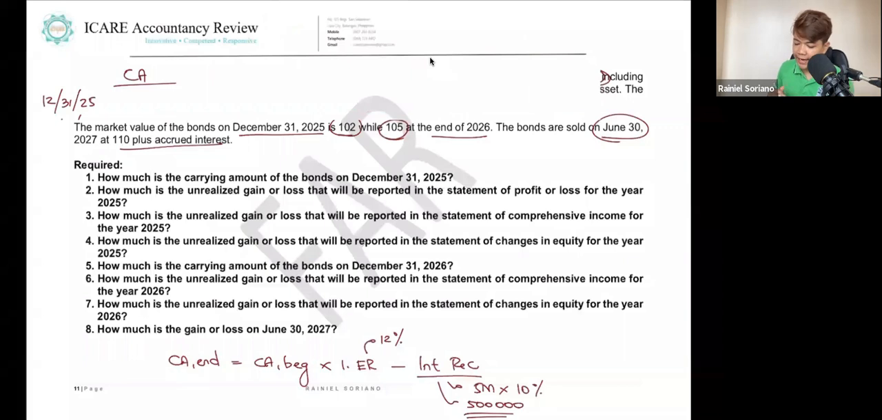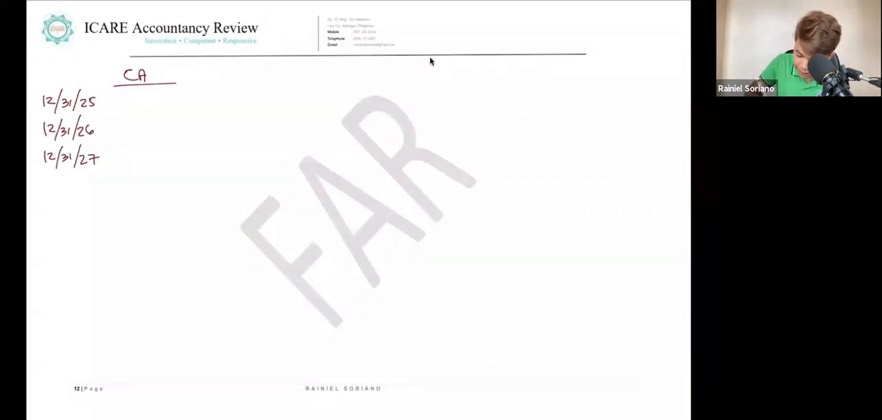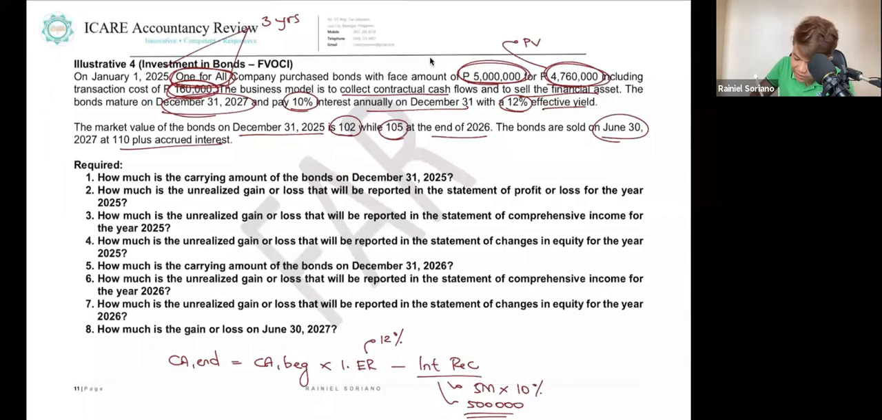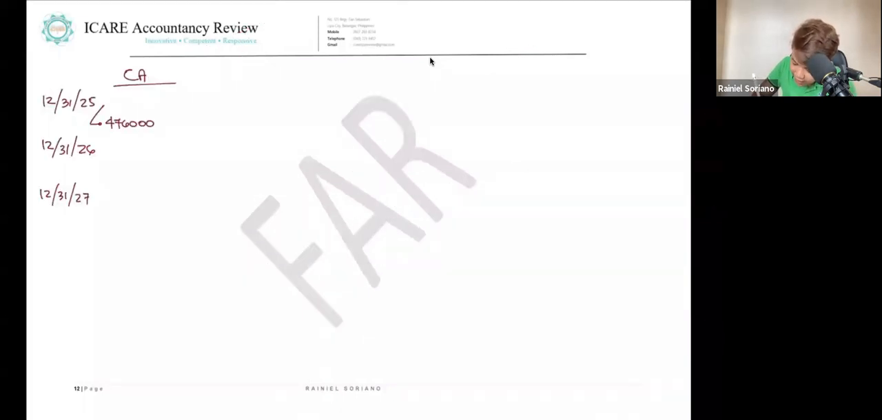Okay? So, calculator please. Kakailanganin natin ng mga calculator nyo. Para mapakita ko pa rin sa inyo yung computation. Okay? December 31, 2025, then 2026 and December 31, 2027. So, carrying amount ng December 31, 2025 is equal to 4,760,000 times 1.12, minus 500,000. Again, minus 500,000. Okay? So, magkano to guys? Okay, alamin natin. 4,760,000 times 1.12 minus 500,000. This is equal to 4,831,200. Okay? Now, punta tayo sa December 31, 2026.